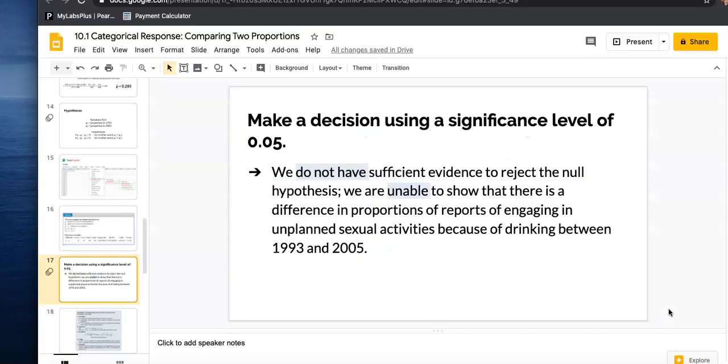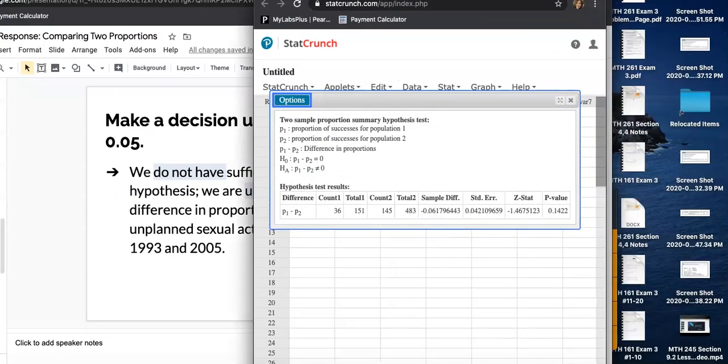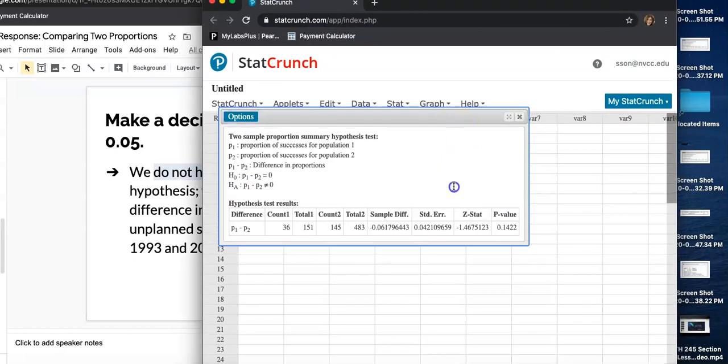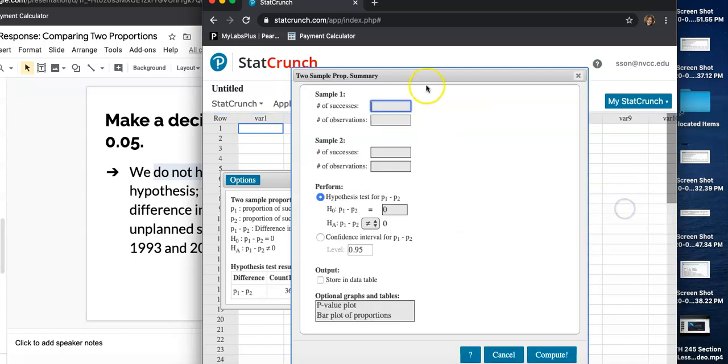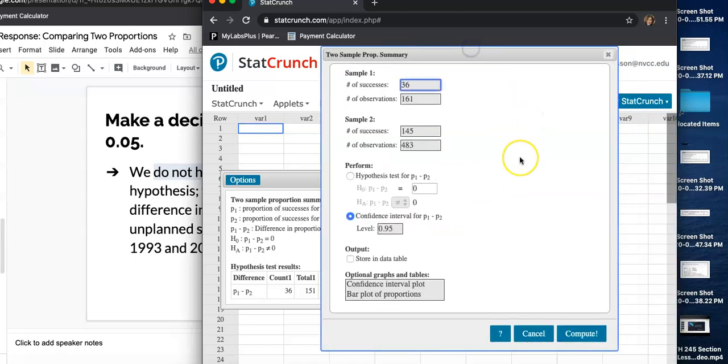Now, suppose, and the next thing that I'm going to do right now is not on the Google slide, but remember, two-sided test and a 95% confidence interval, they better have the same result, right? So what if I go back to that same place, stat, proportion, where are you? Proportion stats, two samples and summary. Hopefully, oh no, they deleted everything. Let me just go ahead and write down 36, 151, 145, and 483. And then ask them to do a 95% confidence interval.